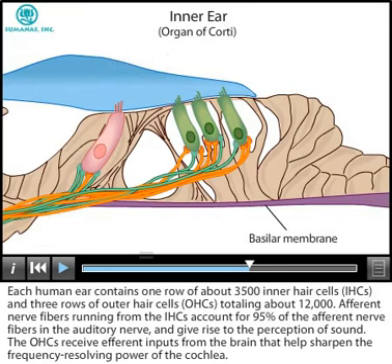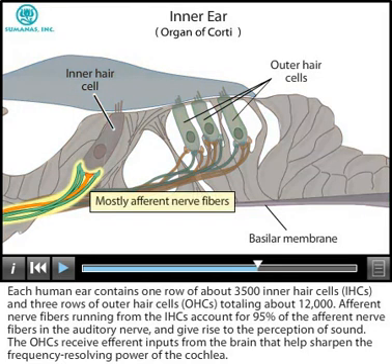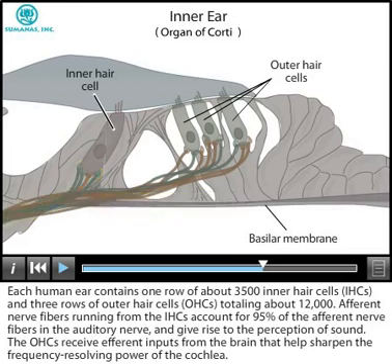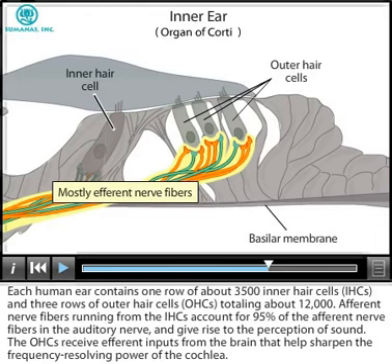Each human ear contains 1 row of about 3,500 inner hair cells and 3 rows of outer hair cells, totaling about 12,000 cells. Afferent nerve fibers running from the inner hair cells account for 95% of the afferent nerve fibers in the auditory nerve and give rise to the perception of sound. The outer hair cells receive efferent inputs from the brain that help sharpen the frequency-resolving power of the cochlea.